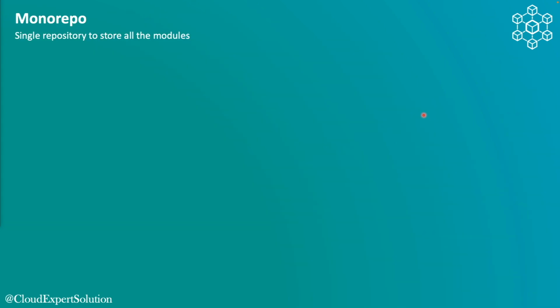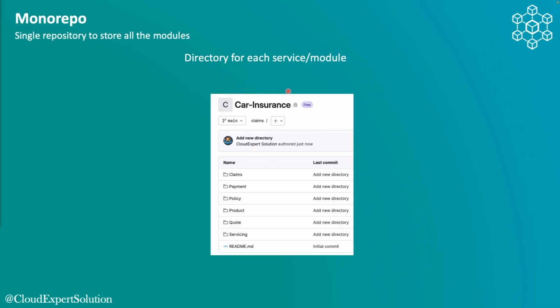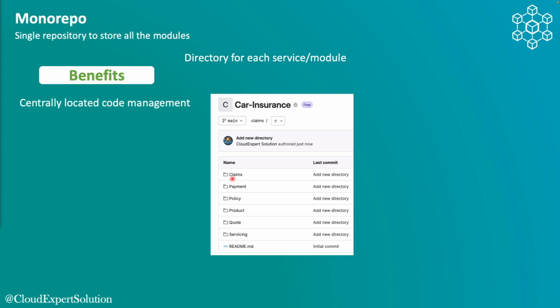We'll start with Monorepo. We saw Monorepo is a single repository to store all the modules. That means we'll have a directory or a folder structure for each service module. Let's see an example. Let's say in our car insurance application, we have claims, payment, policy, product, code, servicing. This will be part of one code repo, and all individual modules will be treated as a folder structure in our application code.